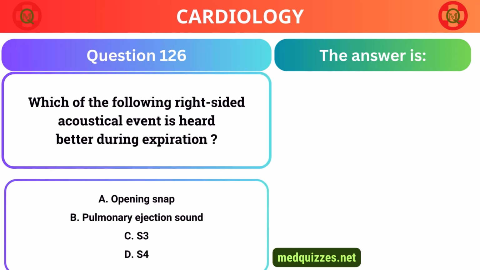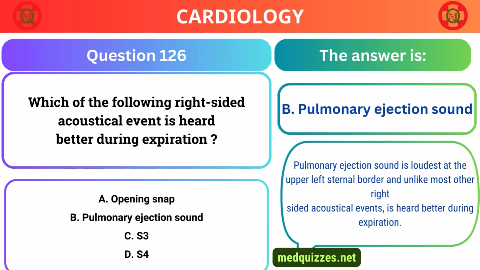The question 126, which of the following right-sided acoustical event is heard better during expiration? The correct answer is B. Pulmonary ejection sound.